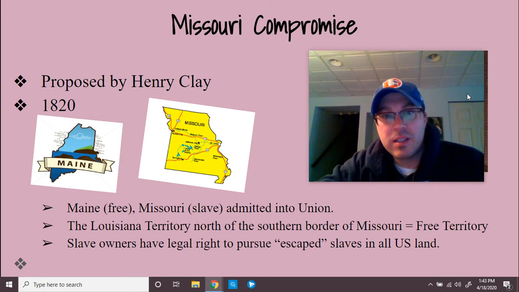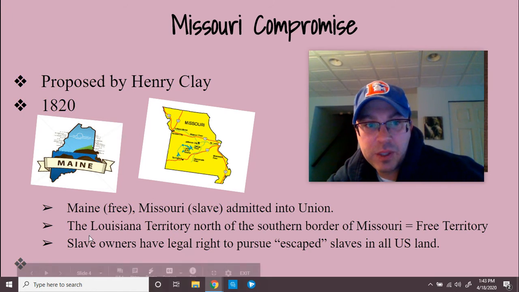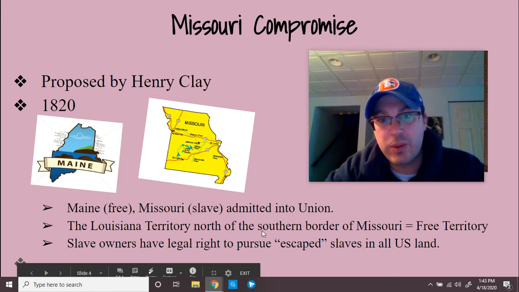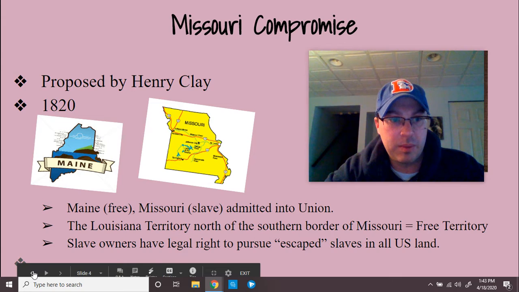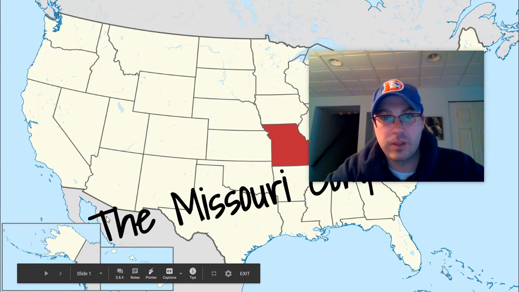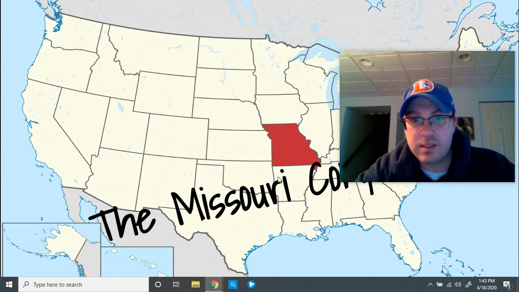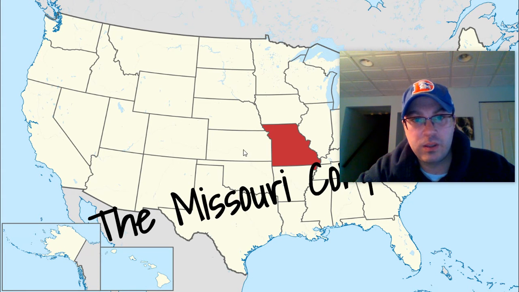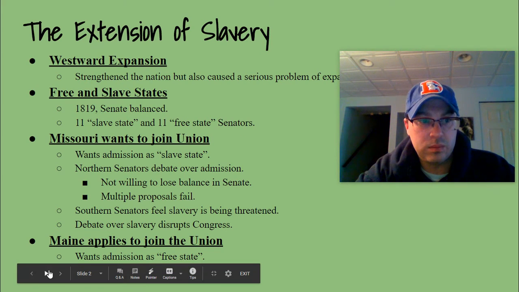So, what that means is I'm going to take you back a map. The Louisiana Territory, north of the southern border of Missouri, would be free territory. So let me pop back. Okay, so what that means is this area here is the southern border of Missouri, right? Anything north of there, so from here, all this area, all up here will be free soil. Okay, anything. Oh, sorry.